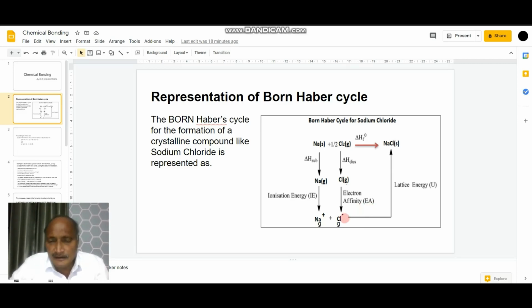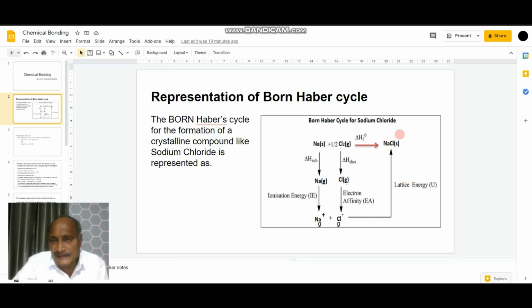Then coming to the last step, that is combination of a gaseous sodium ion and a gaseous chloride ion. Here the combination of a cation and anion takes place with the help of a strong electrostatic force of attraction between the oppositely charged sodium ion and chloride ion. Due to this electrostatic force of attraction, solid sodium chloride is formed.